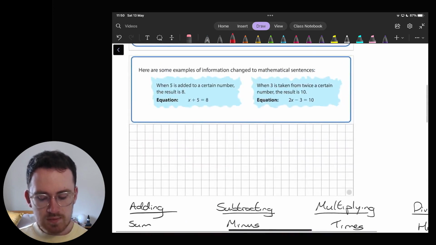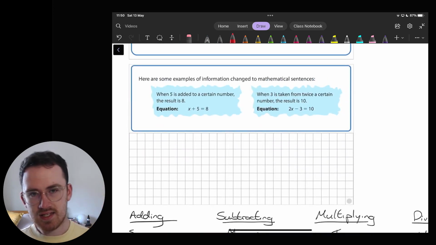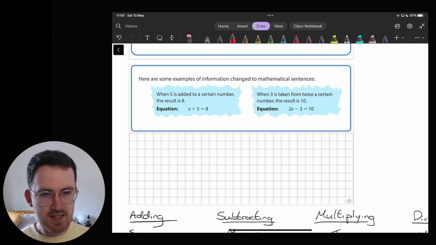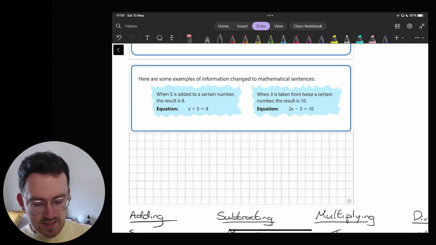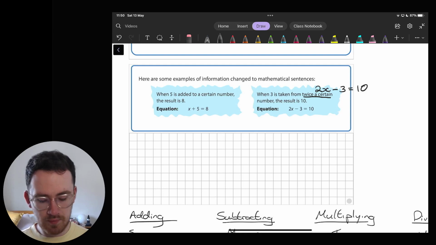So looking at some more examples: when 5 is added to a certain number, the result is 8. So the certain number being x, we add 5, the answer is 8. Same thing with the next one. When 3 is taken from twice a certain number, if my certain number is x, twice of that is 2x, and I take away 3, and the result is 10, which is what they have below there.